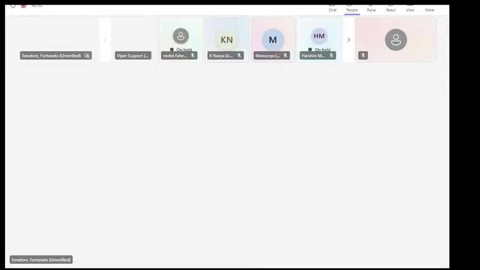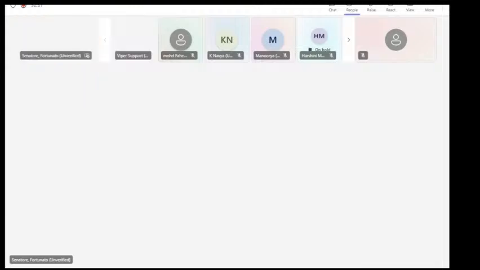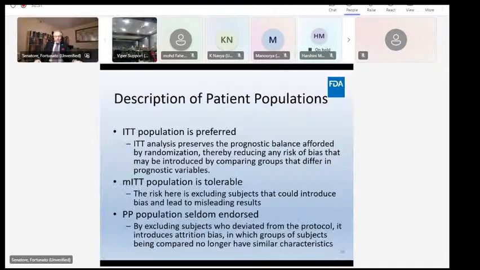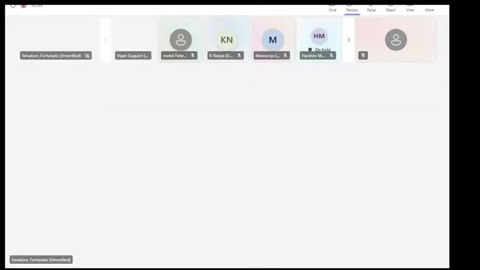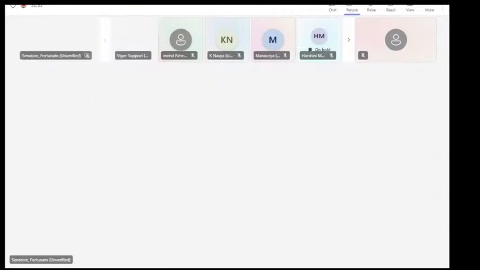The intention to treat analysis preserves the prognostic balance afforded by randomization, thereby reducing any risk of bias that may be introduced by comparing groups that differ in prognostic variables. So if you start not analyzing the intention to treat patients who dropped out versus patients who did not drop out, there could be a difference. And you could affect the interpretation of your data if you only look at patients who were in the study and not those who dropped out.